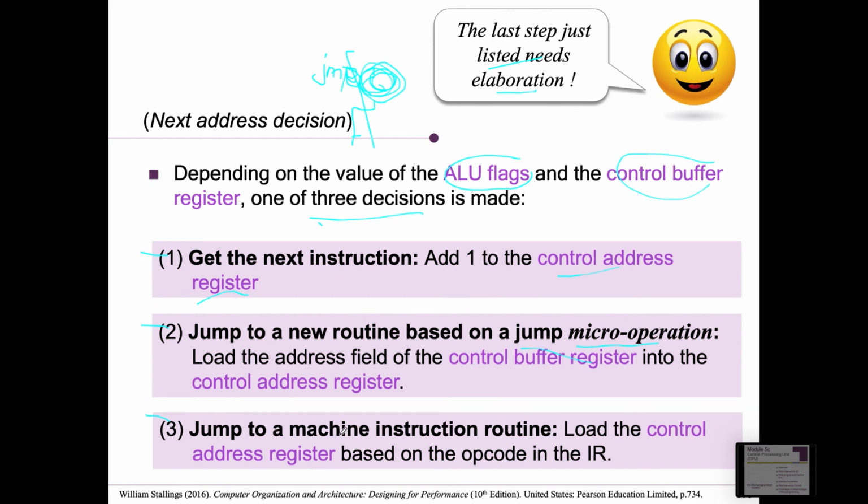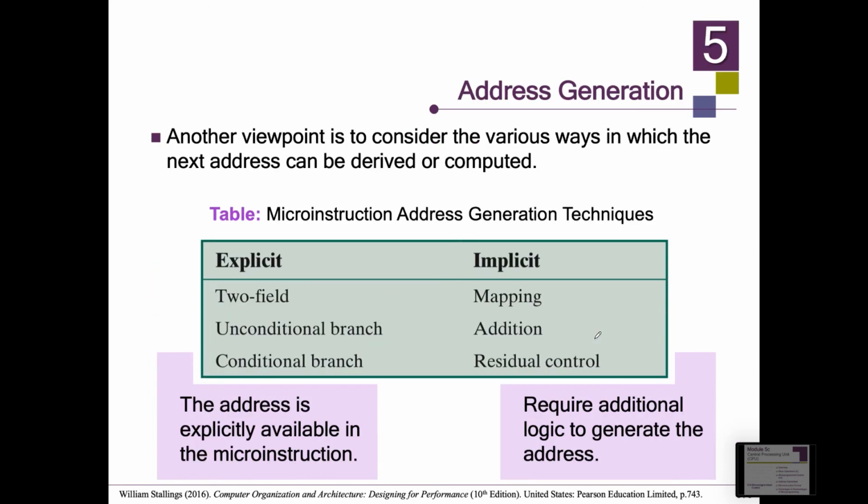Third is jump to a machine instruction routine: load the control address register, which is CAR, based on the opcode of the IR.